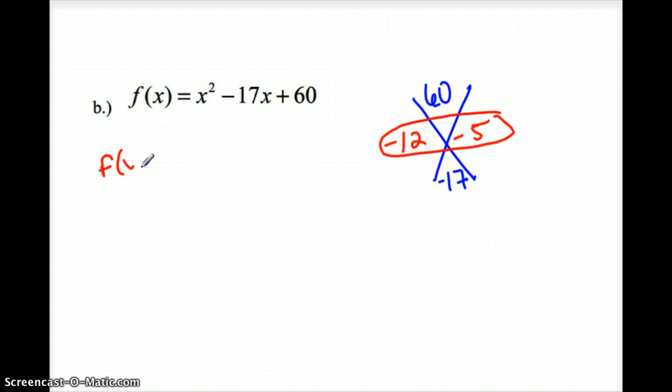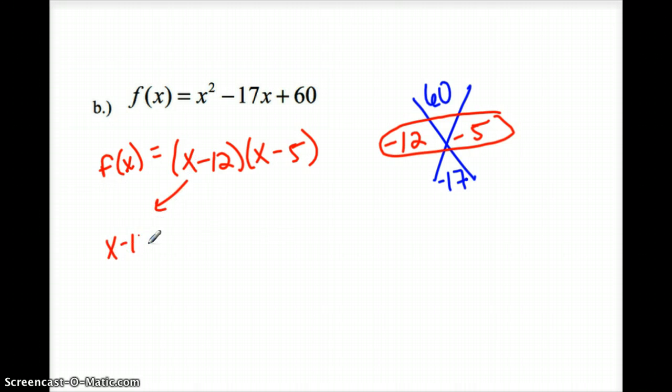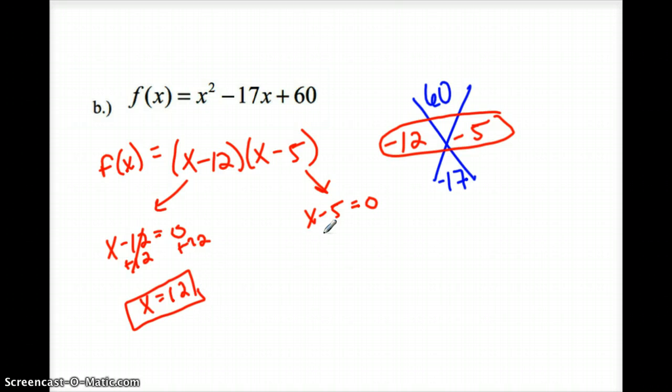So notice my notation changed here. This is called function notation. It's the same as having a y there, so don't let that freak you out. So I would have x minus 12, x minus 5. When I set each of these equal to 0, I'm going to have to add 12 to cancel, and I do it to both sides. So 0 plus 12 is a positive 12. Here I would add 5. So 0 plus 5 would be a positive 5.